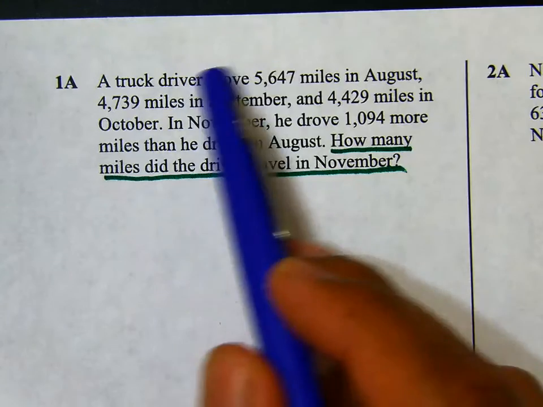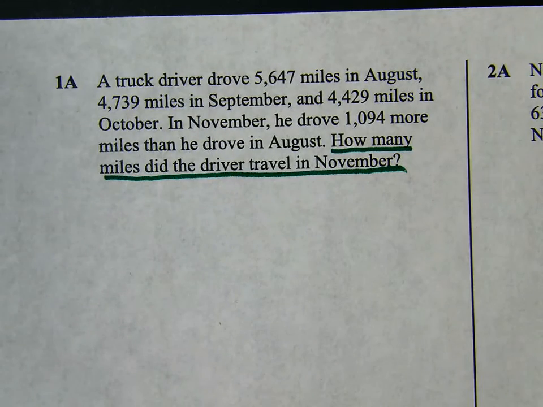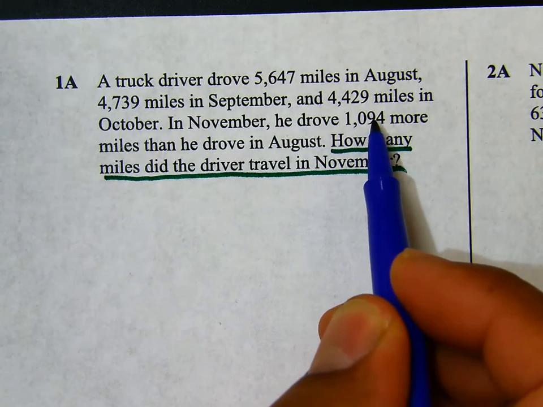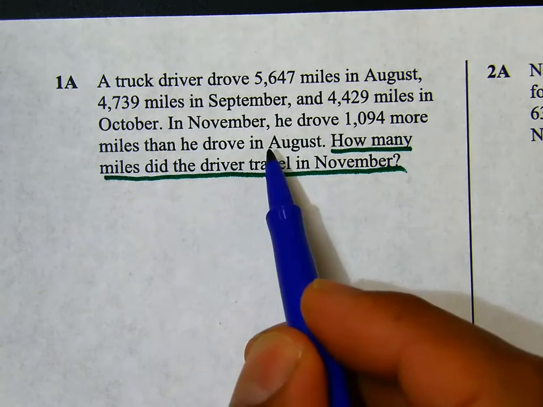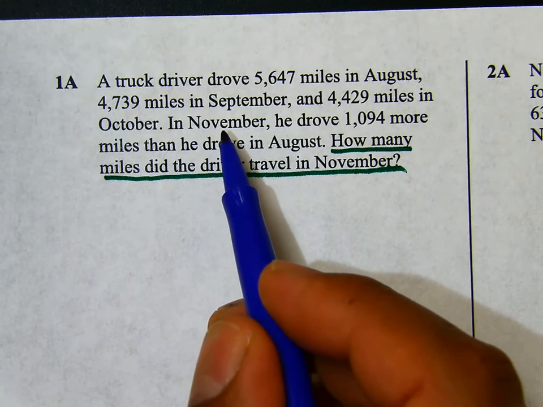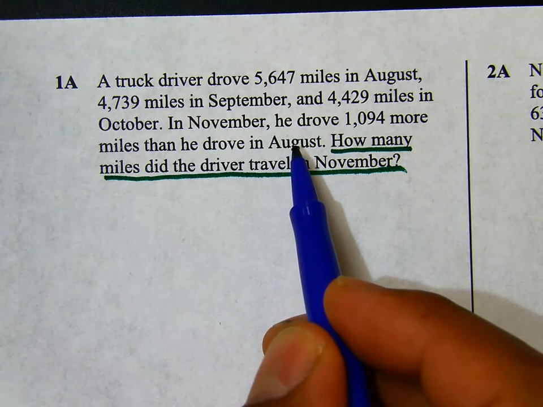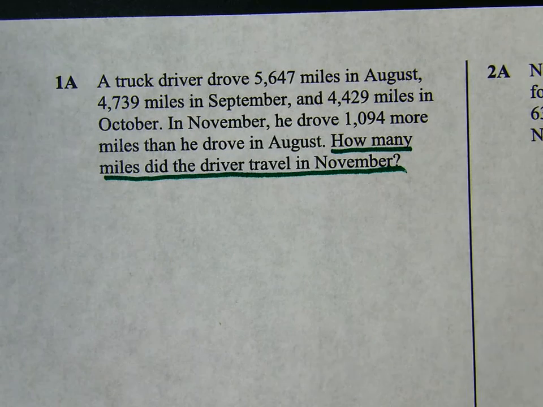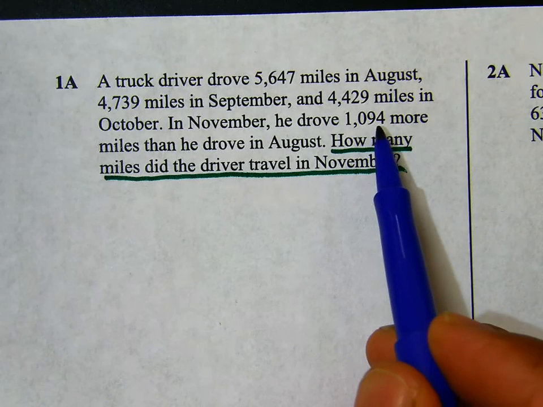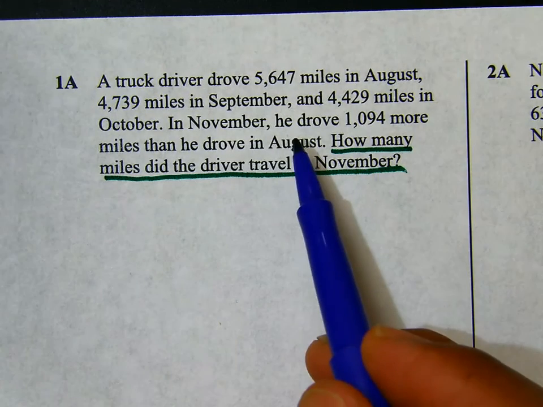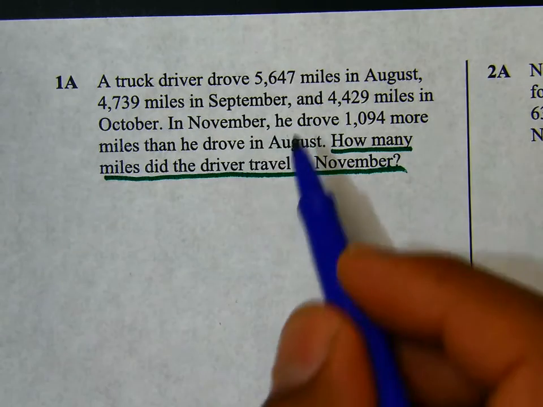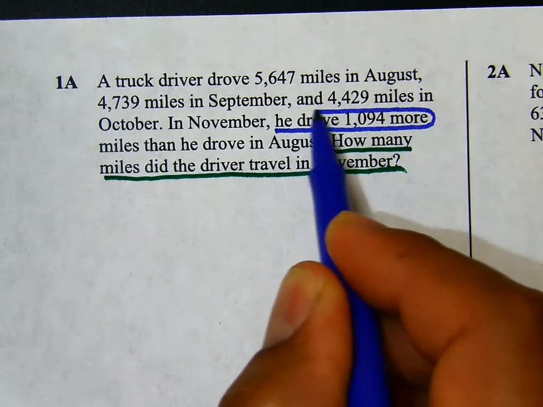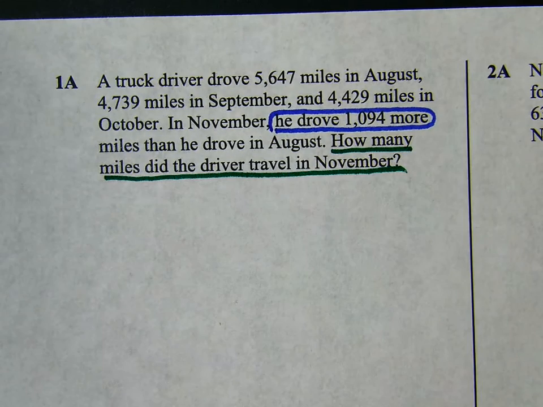So we go back to the sentences up here. All right, I know that in November, he drove 1,094 more miles than he did in August. So I'm going to need the miles for November and the miles for August to answer how many miles he drove in November, because I know that he traveled 1,094 more miles than he did in August. That's in November. So I know this information I need, so I'm going to circle this information because I know that's how many more miles he traveled in November than in August.